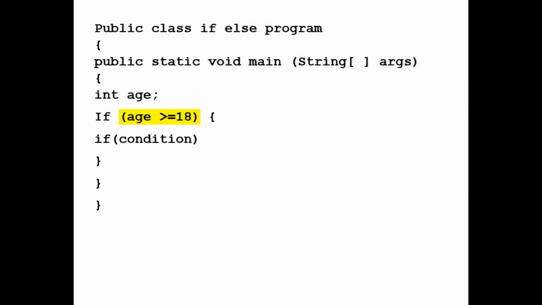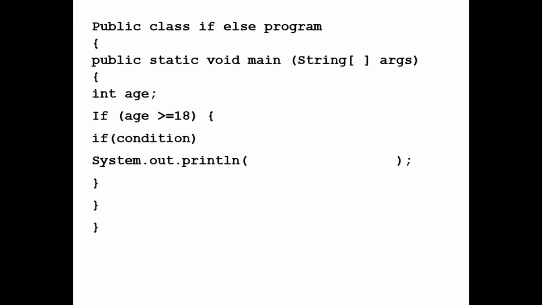So here, for our computer science club program, we can ask the user's age. I am going to create a variable and let's call it age. The next thing we do is check the user's age, whether it is greater than or equal to 18. If the age is greater than or equal to 18, which means the user can enter the computer science club.